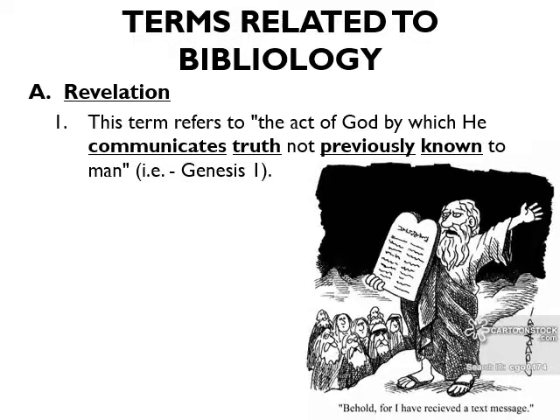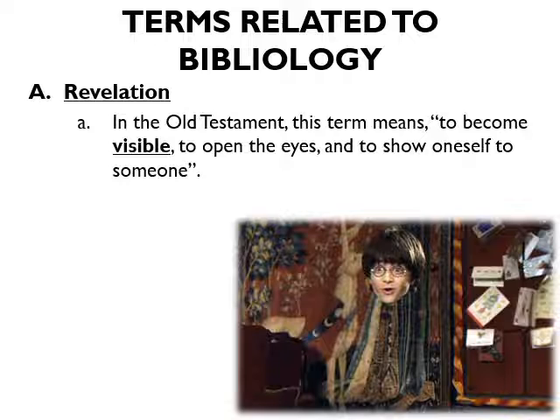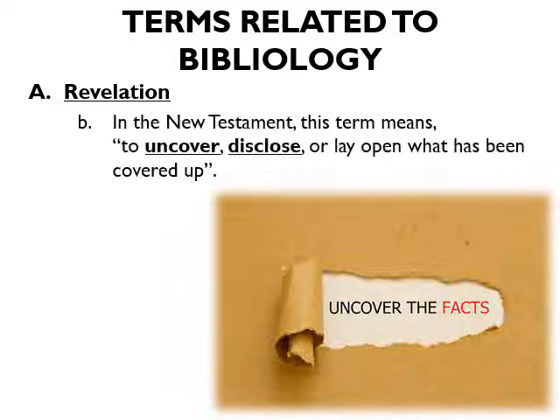Let's look at letter A. In the Old Testament, this term means to become visible, to open the eyes, and to show oneself to someone. Letter B. In the New Testament, this term means to uncover, disclose, or lay open what has been covered up. So that's the definition of revelation. In the Old Testament, it means to make visible. In the New Testament, it means to uncover. Now let's look at number 2.